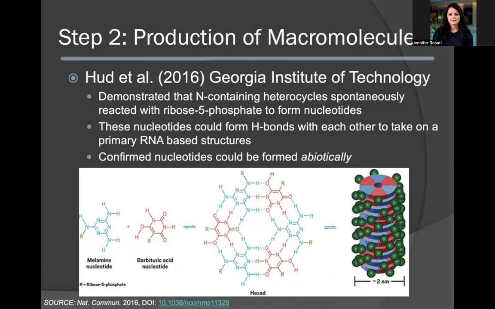If you remember the Urey-Miller experiment, Urey and Miller were able to demonstrate that the production of small organic molecules was possible simply by mixing the right amount of nitrogen, hydrogen, and oxygen, as well as providing it with an energy source such as an electric shock. Hud et al. have furthered those experiments, and they have since demonstrated that nitrogen-containing heterocycles can spontaneously react with ribose 5-phosphate. This can lead to the formation of nucleotides. Furthermore, these nucleotides could form hydrogen bonds with each other. This allows for the formation of a primary RNA-based structure. This recent study has been very important in confirming that nucleotides could indeed be formed abiotically without the presence of a life form.